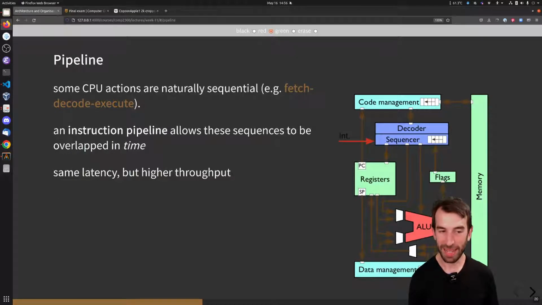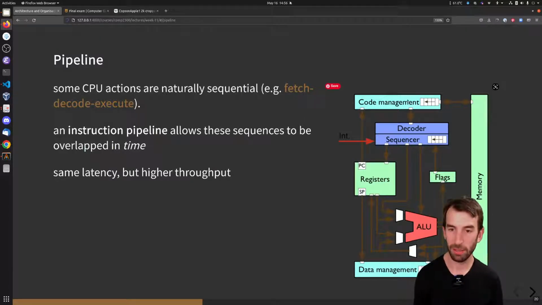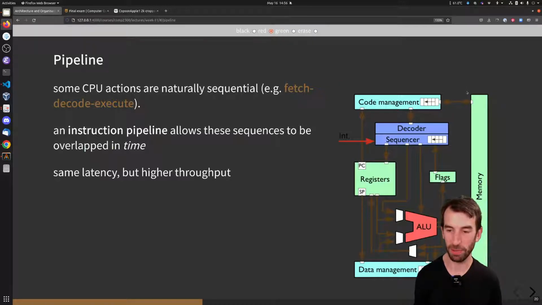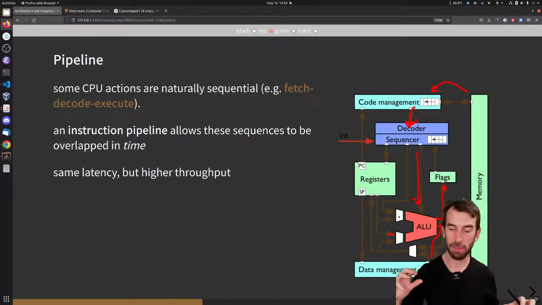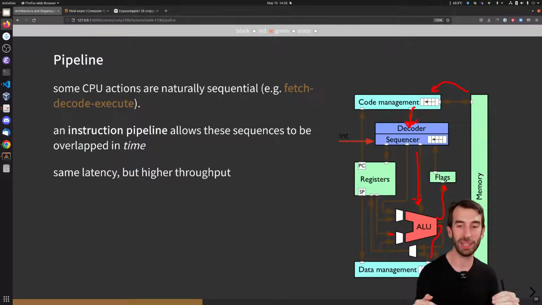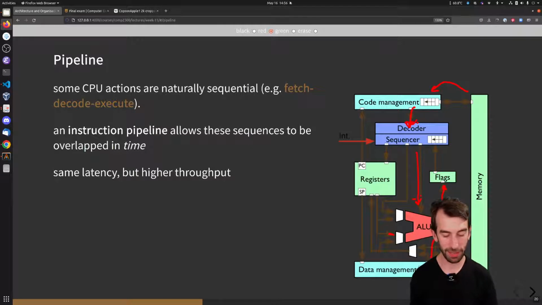So we're talking about a pipeline now. So the idea is that we've got a sequence of events in our CPU from things going in from memory, an instruction going in, being loaded into code management, being decoded and sequenced, doing something in the ALU, and then sending the output. And there might be an idea that because these parts of our CPU are actually different components, we might be able to overlap them a little bit. So while one instruction is on the ALU being executed, another one is being loaded in. And this idea is called pipelining.